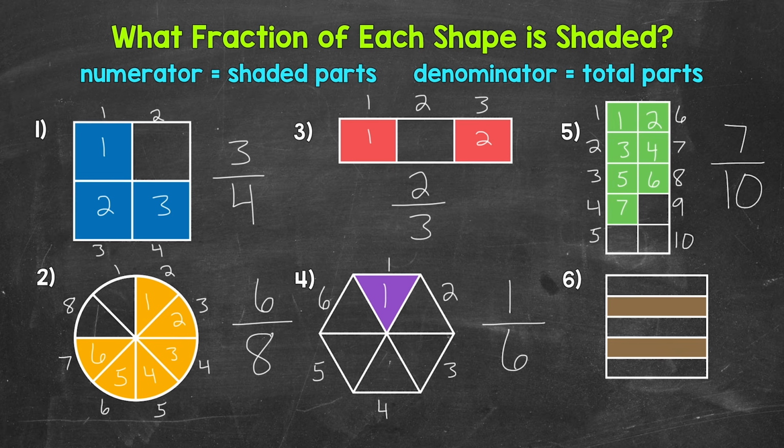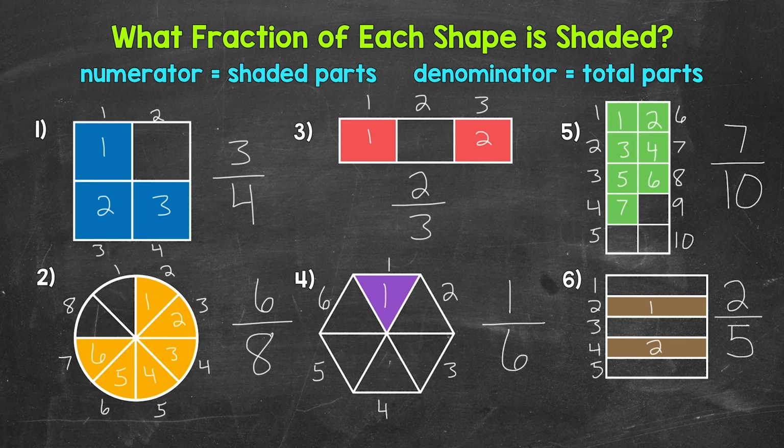And then lastly, for number 6, let's see how many total equal parts our whole has been divided into. We have 1, 2, 3, 4, 5. So 5 is our denominator. Now for the numerator, so how many equal parts are shaded? 1, 2. So 2 is our numerator. 2 out of 5 parts are shaded. So our fraction is 2 over 5, which we say 2/5. So there's how to write a fraction to represent the shaded part of a shape.